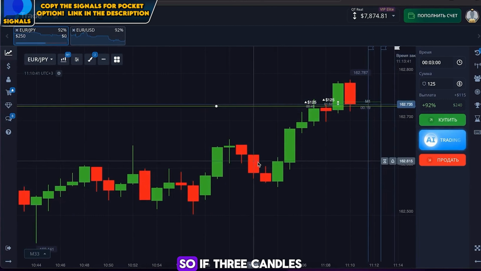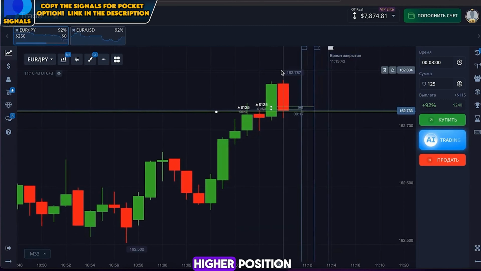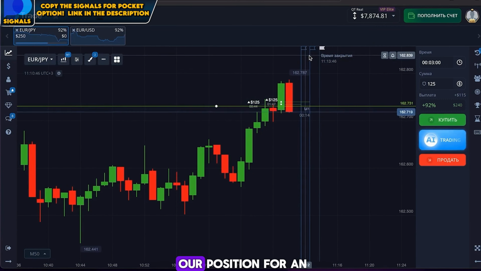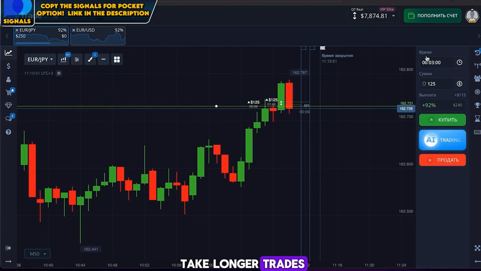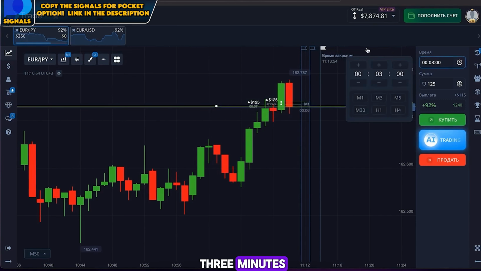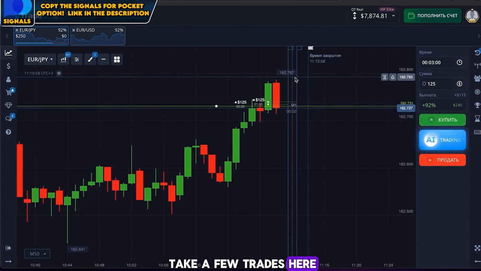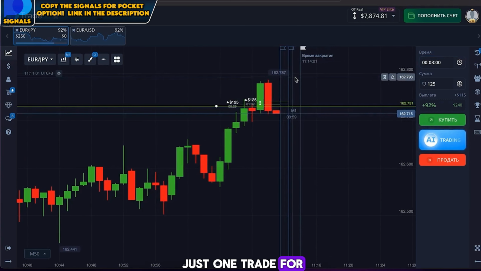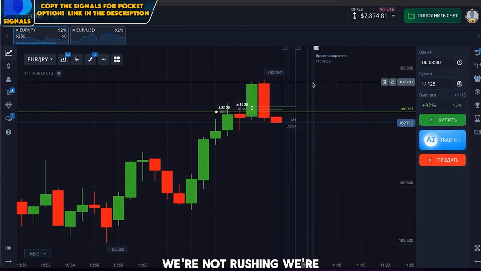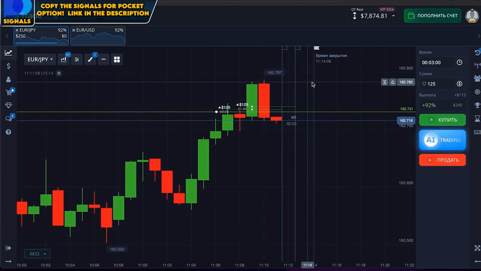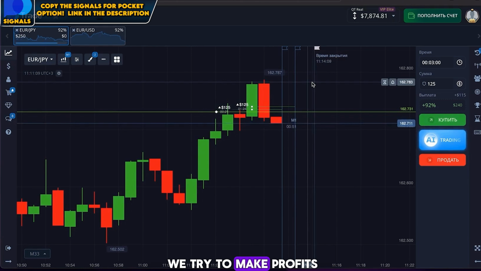Like this. So, if 3 candles are forming at a higher position, then we add to our position for an upward move. But we try to take longer trades. Not just 1 to 3 minutes, but let's say from 3 to 5 minutes. We can try to take a few trades here, or we can open just 1 trade for about 3 minutes during these pullbacks, and that's it. We're not rushing, we're opening carefully, and in this way, we try to make profits.